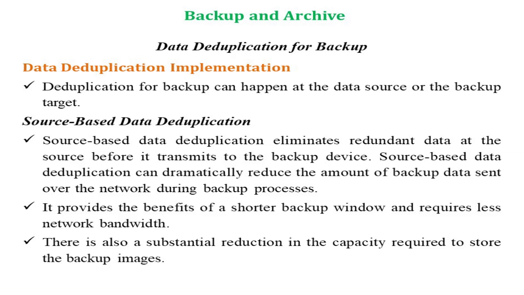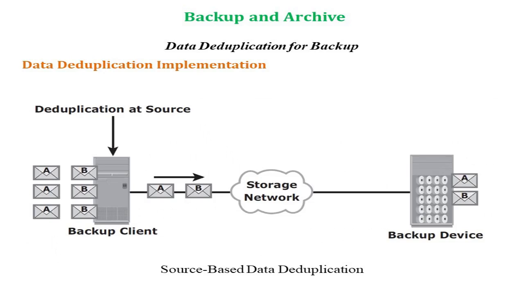Source based data deduplication. Source based data deduplication eliminates the redundant data at the source before it is transmitted to the backup device. Source based data deduplication can dramatically reduce the amount of backup data sent over the network during backup processes. It provides the benefits of a shorter backup window and requires less network bandwidth. There is also a substantial reduction in the capacity required to store the backup images. We have a diagrammatic representation of source based data deduplication where we have the backup client, storage network and backup device, where data deduplication is done at the source.